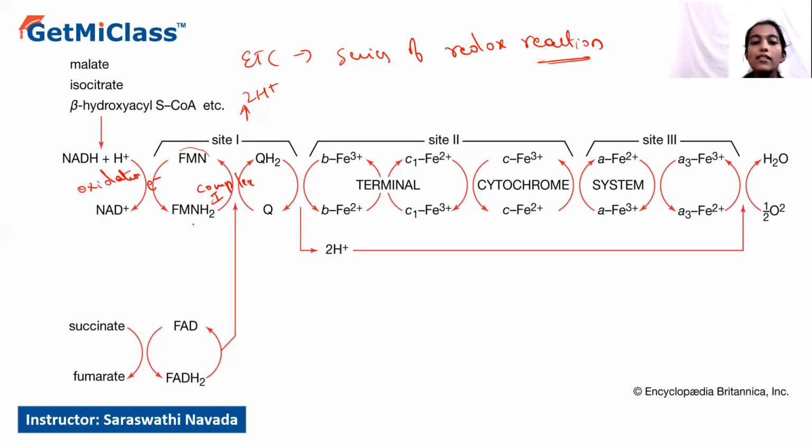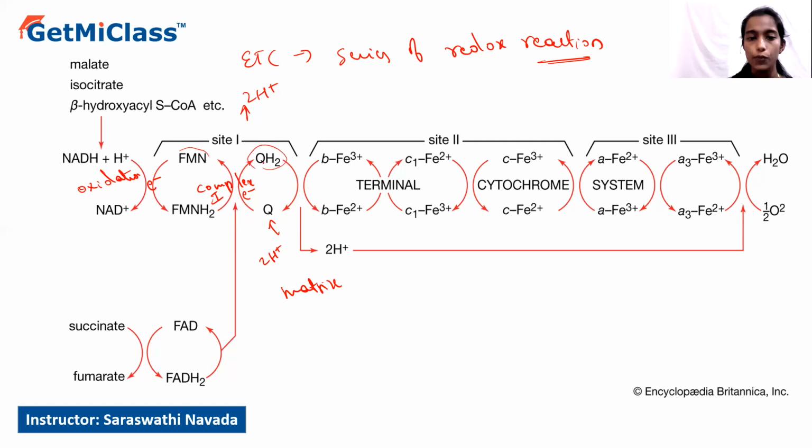So once the FMN is reduced, it gives its electron to the mobile electron carrier, that is coenzyme Q. And for coenzyme Q to accept the electron, it also withdraws 2 hydrogen ions from the mitochondrial matrix. So along with 2 hydrogen ions, it accepts the electron that is released upon oxidation of FMNH2 into FMN. The coenzyme Q will be reduced into QH2. So this is the reduced form of coenzyme Q.